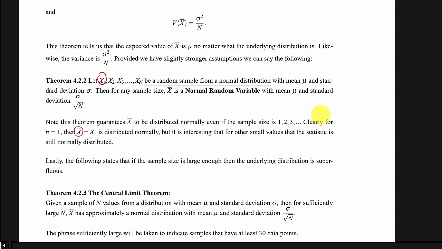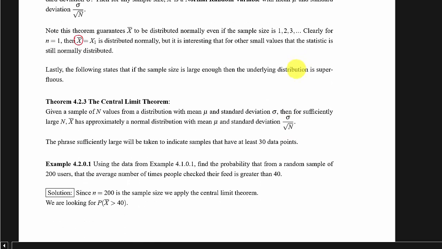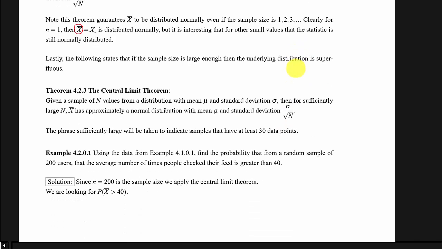Lastly, the following states that if the sample size is large enough, then the underlying distribution is superfluous. So here's the central limit theorem. Given a sample of n values from a distribution with mean mu and standard deviation sigma, then for sufficiently large n, x bar has approximately a normal distribution with mean mu and standard deviation sigma over square root of n.